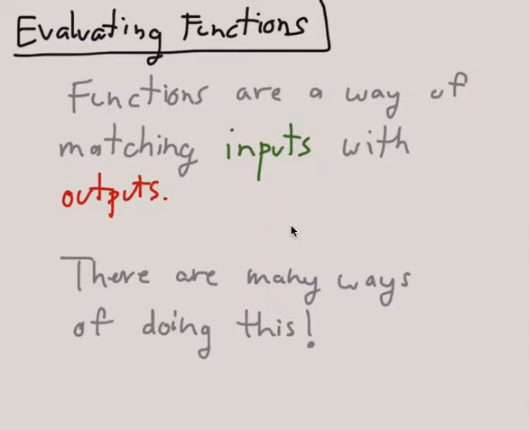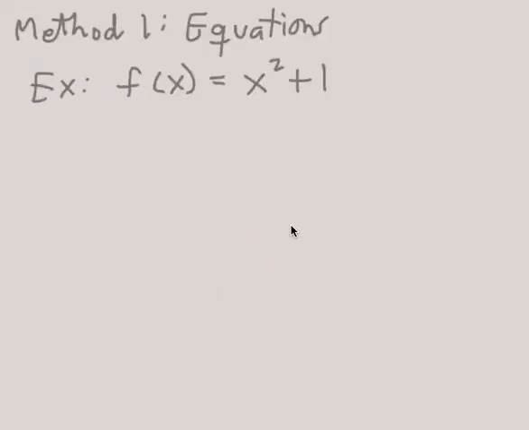Now what are functions? They're a way of matching inputs with outputs. So we take a set from one thing and we connect it to another. There are lots of different ways of doing this, and in this video we're going to go through three specific to algebra. So the first way we connect inputs to outputs would be with equations.